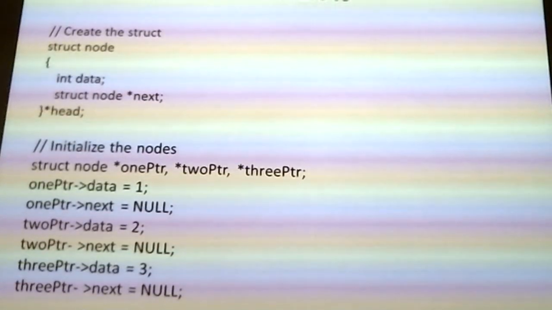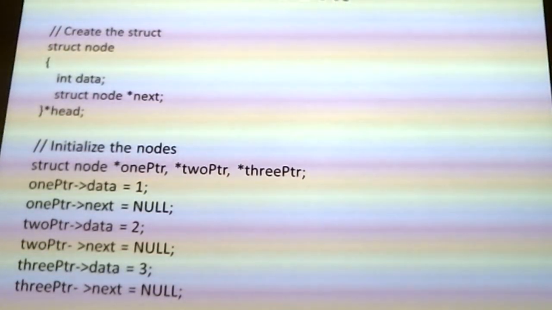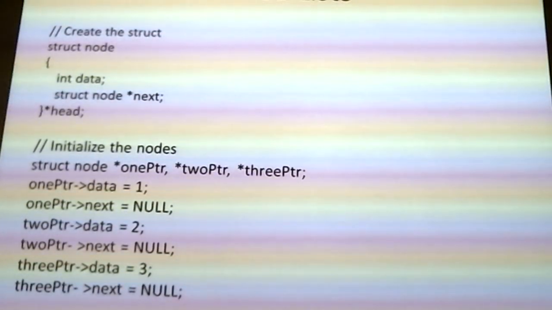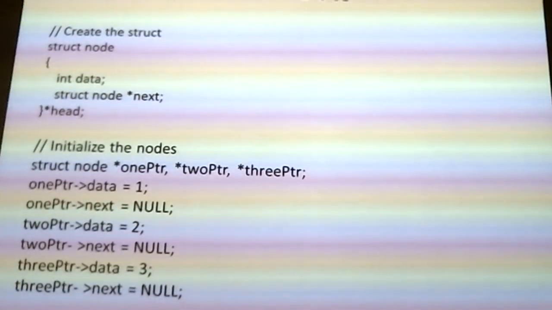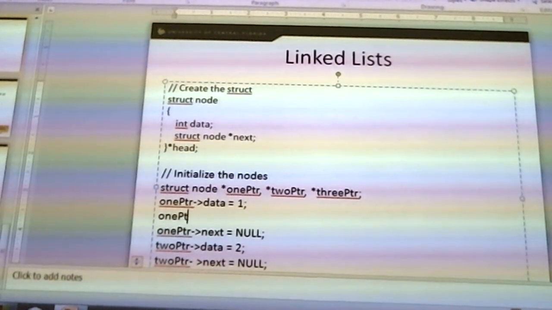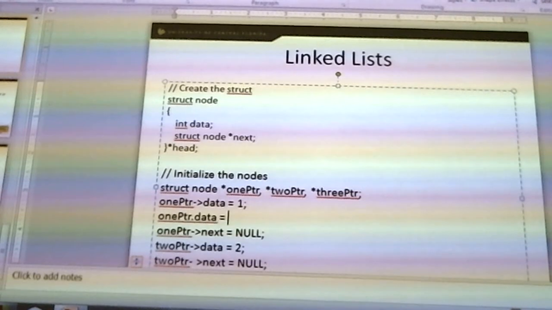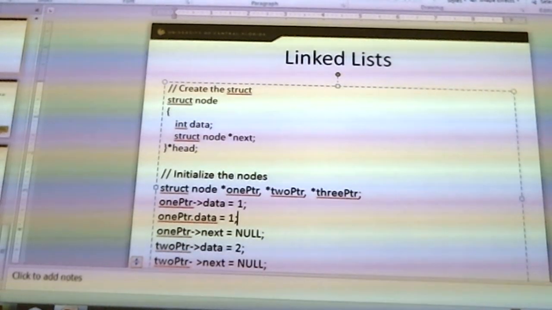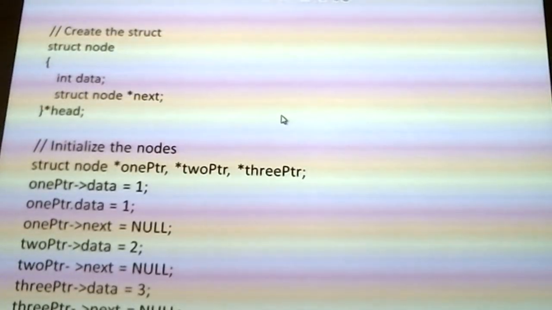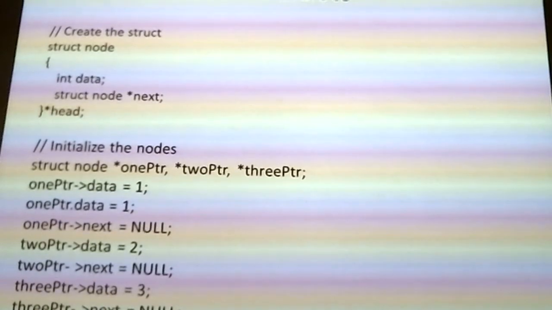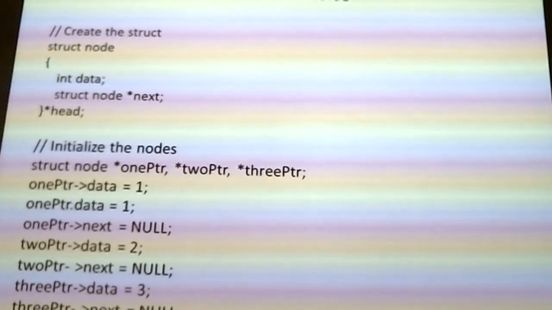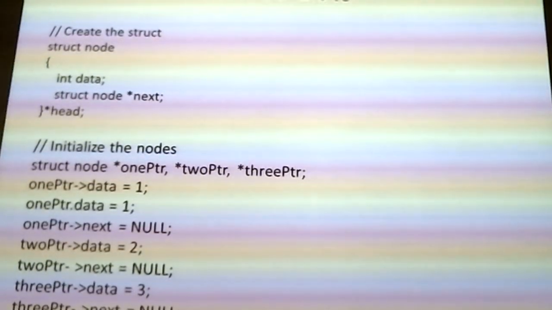Yes? Sorry to explain this, but the arrows pointing to like data and index, how come it's not like a varied data? They're actually both acceptable. That's a very good question. When you are accessing the individual elements in the node themselves, the arrow notation and the point notation both work. Does that make sense? So you can use either one.